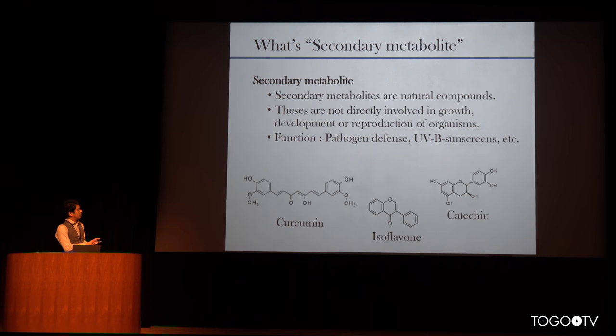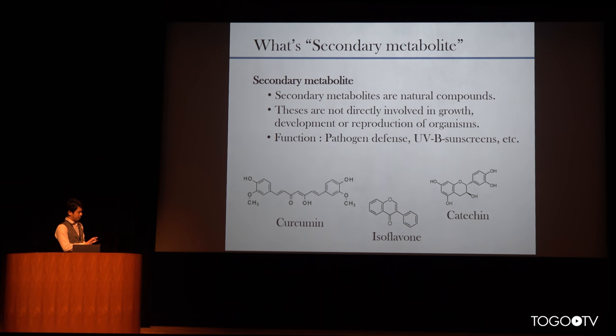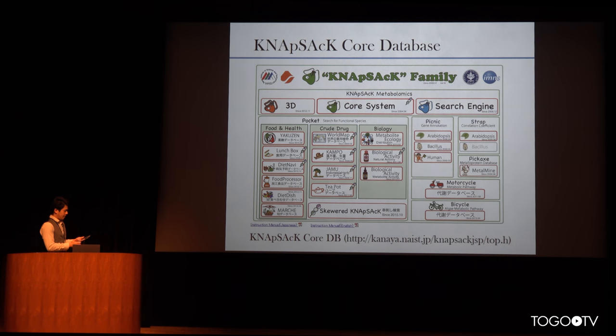Secondary metabolites are like this: curcumin, isoflavone, catechin. Secondary metabolites with known chemical structures number more than 3,000 terpenoids, 9,000 isoflavones, and 12,000 alkaloids.